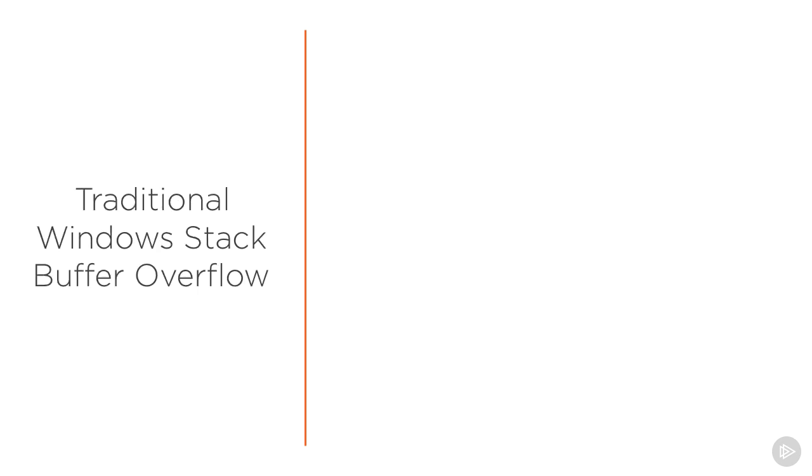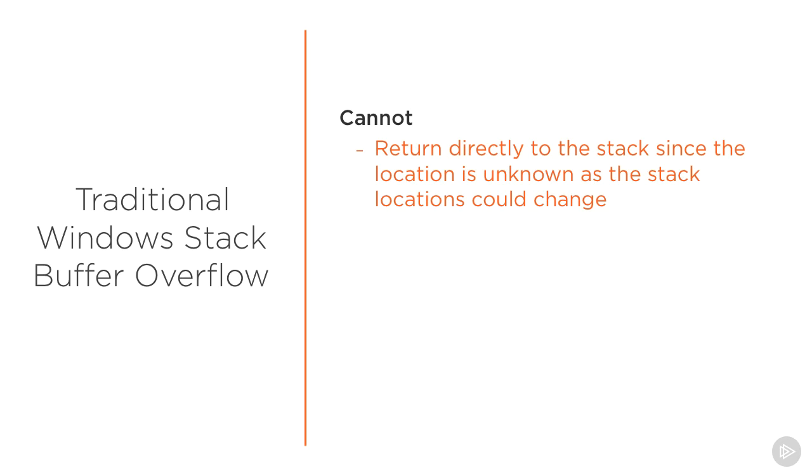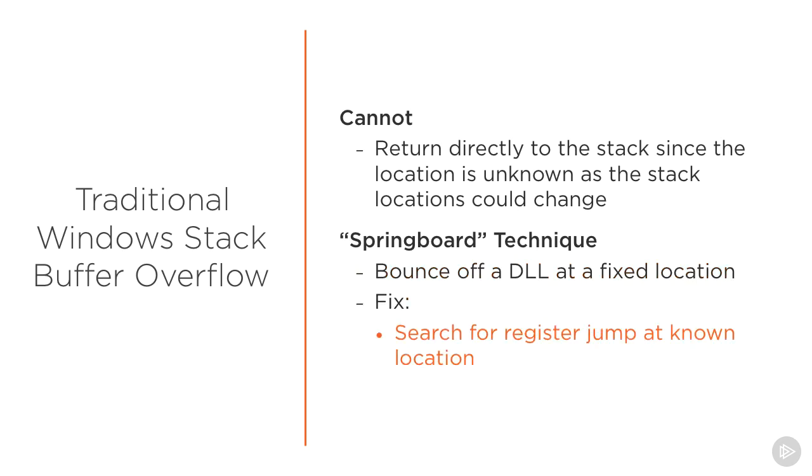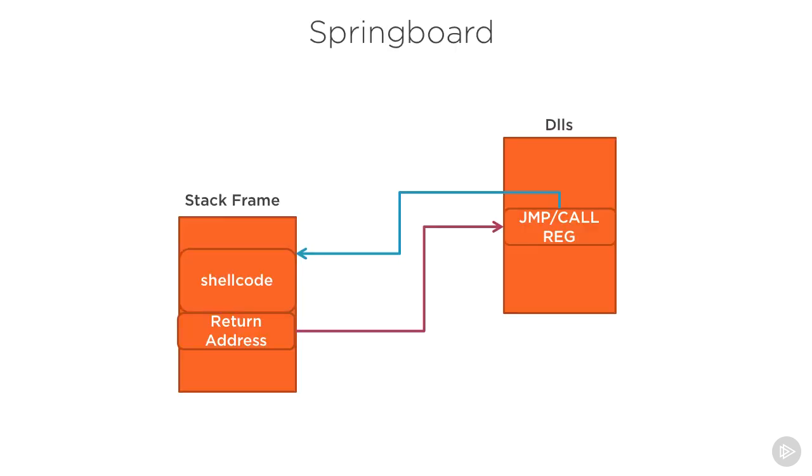For this module, our main lab and demo is going to be a traditional Windows stack buffer overflow. And we cannot return directly to the stack as we could with some old Unix systems, because the stack pages would sometimes change in Windows even before modern protections like address space layout randomization. That's something else we'll talk about later on. But even before that, things could change. So there was a technique called the springboard technique that allows us to bounce through a DLL that's at a fixed location. We'll search for a register at a known location that we can jump to, and I'll show you how to do that. This picture demonstrates that.